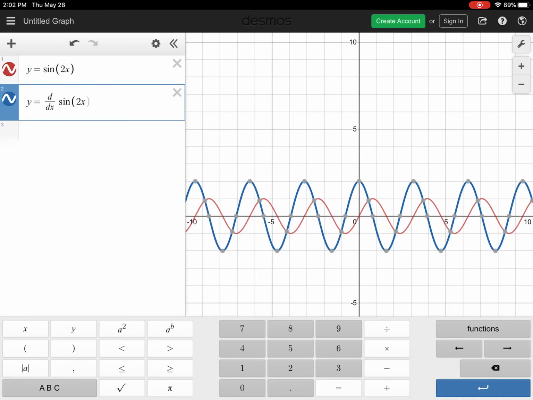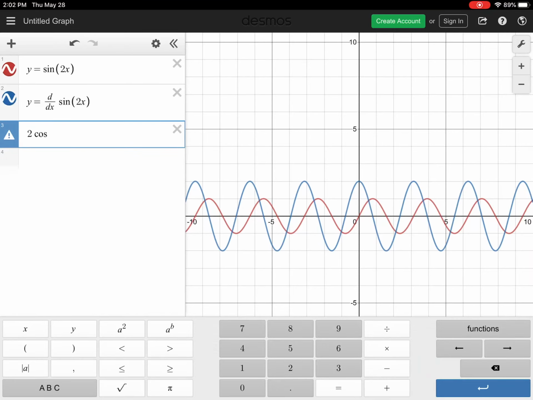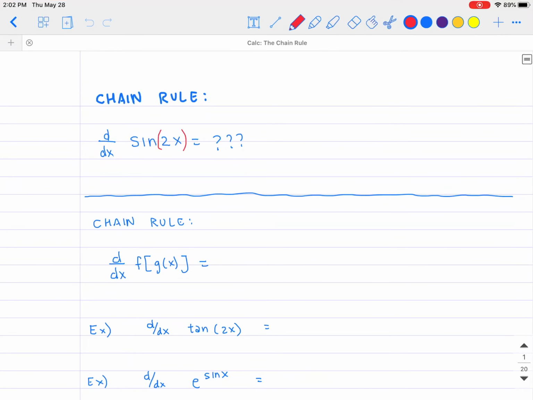all multiplied by 2. And let me just go ahead and do this down here so you can see it. So if I take, say, 2 multiplied by the cosine of 2x, you can see now that is literally going to be the same graph right there. So in conclusion, that is going to be our derivative then. So now if I go back here, let me fill in the void right here. The derivative turns out to be 2 multiplied by the cosine of 2x.